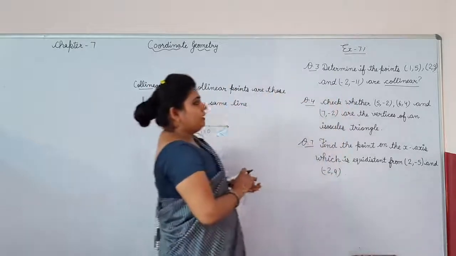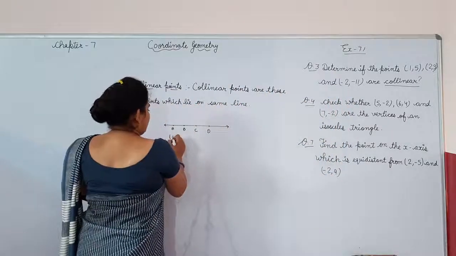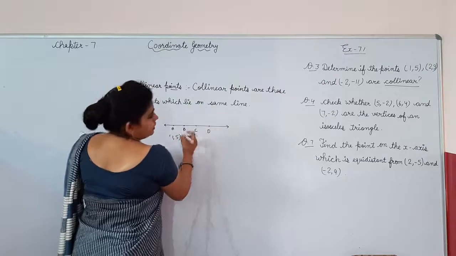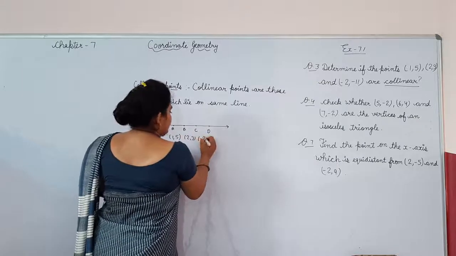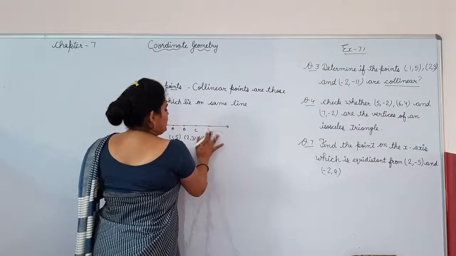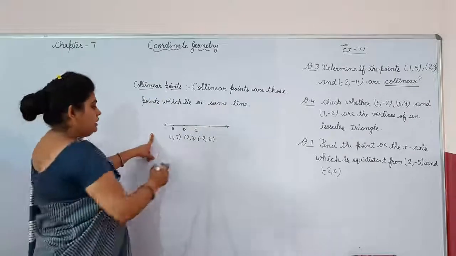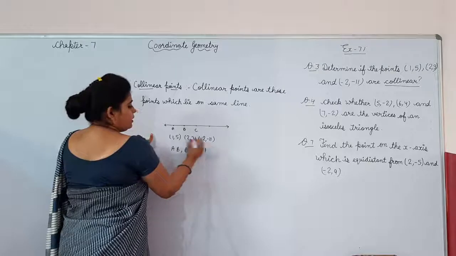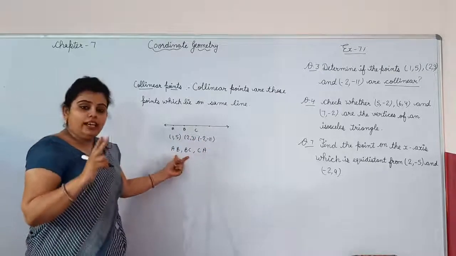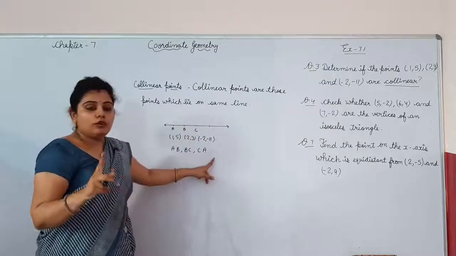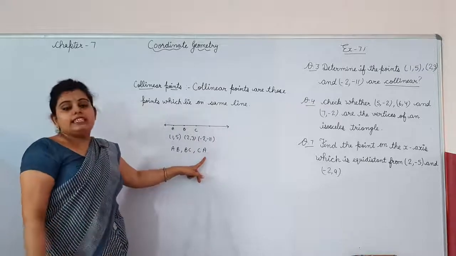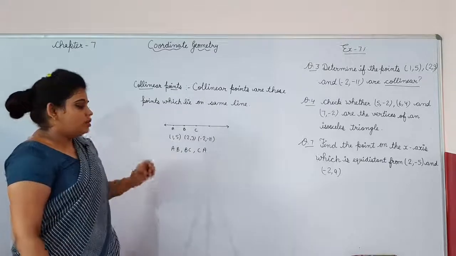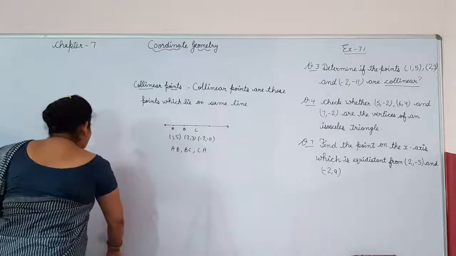How we will prove it? Let A is (1, 5) and B is (2, 3). C is (-2, -11). Here only 3 points are given. We will calculate distances AB, BC, CA. If sum of any two distances is equal to the third distance, then we can say that these 3 points A, B, C are collinear points. So let's do this question now.